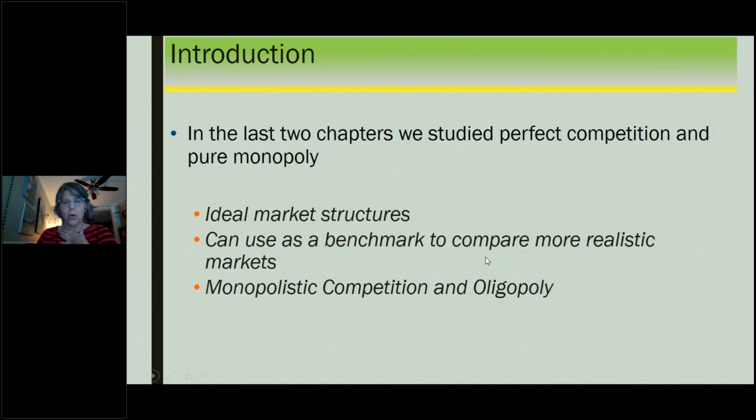So this is just going over what we said before. We studied perfect competition and pure monopoly. You know, these are ideals, these are constructs, perfect, or the enemy. Monopoly is kind of the enemy and pure competition is kind of the savior. But not many companies operate in those types of structures.